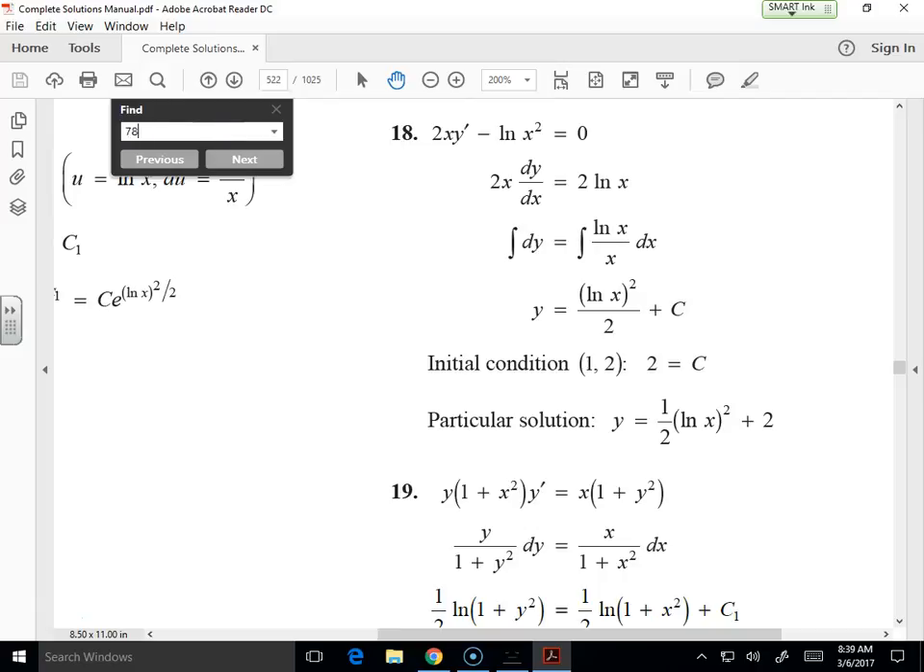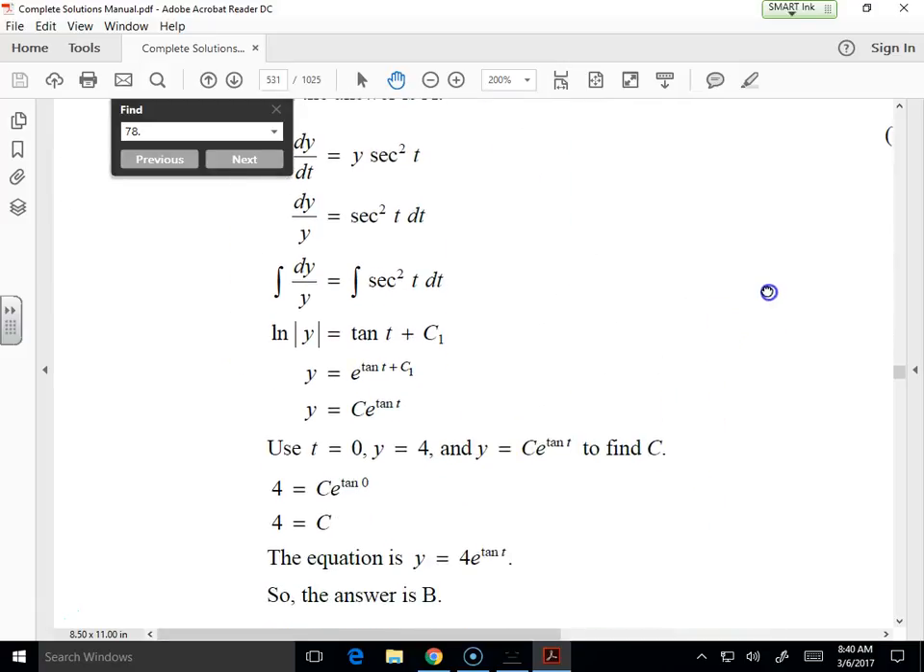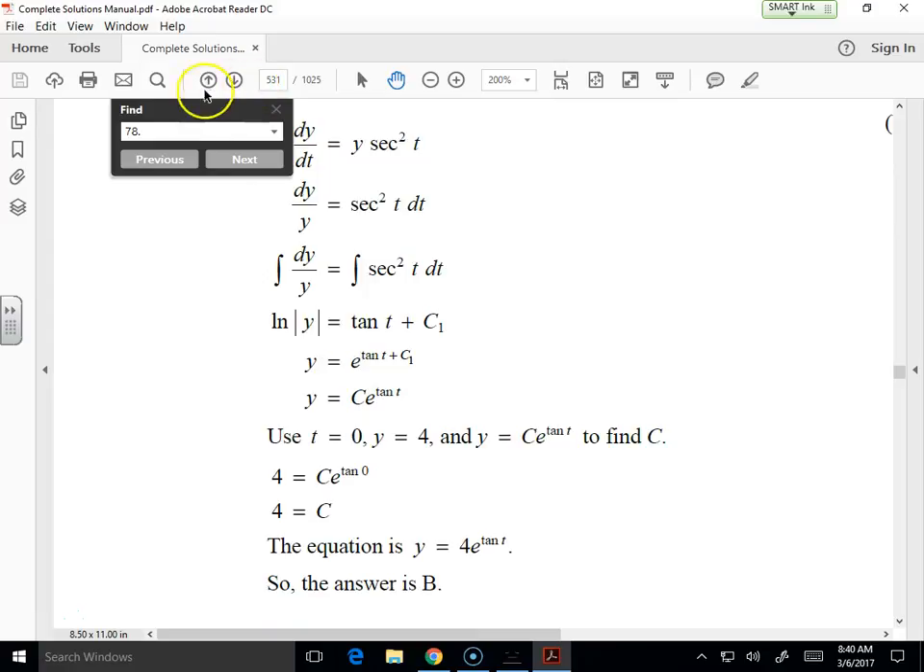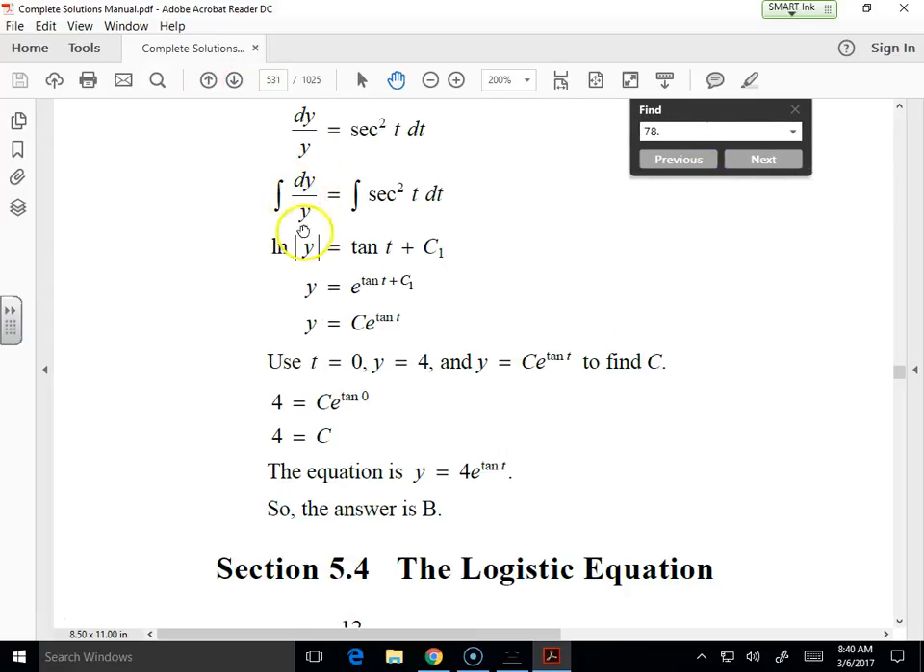Next one? 78. No other evens? Okay. 78. There's your separation of variables. Solve, solve, solve. Plug in the clue. Solve, solve, solve. Answer is B. Final answer is B.